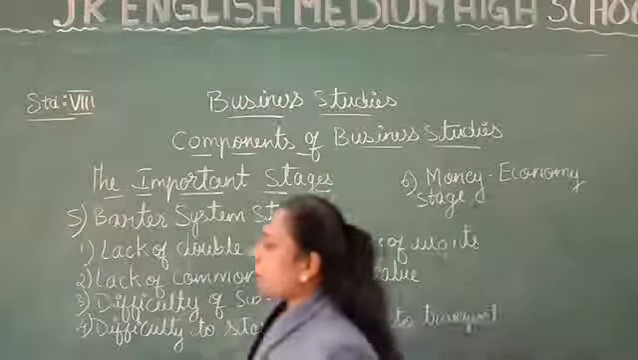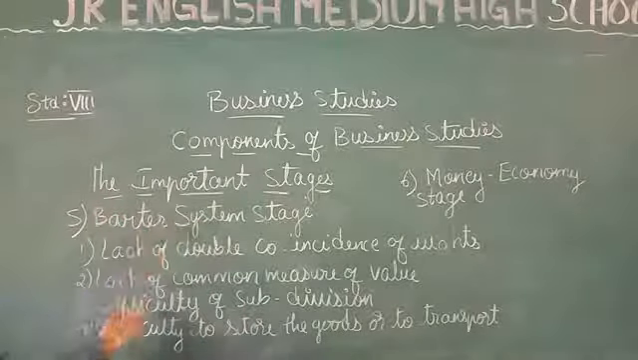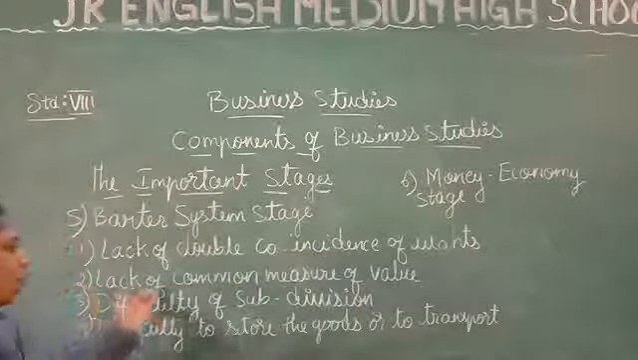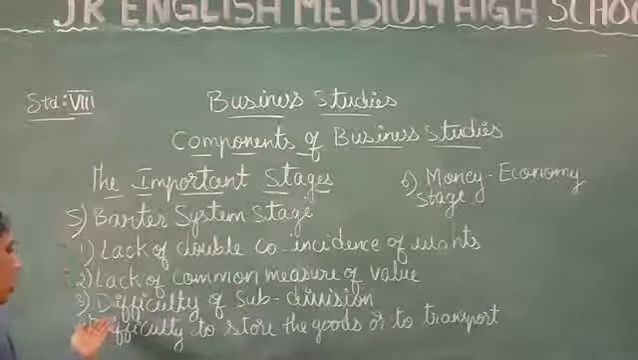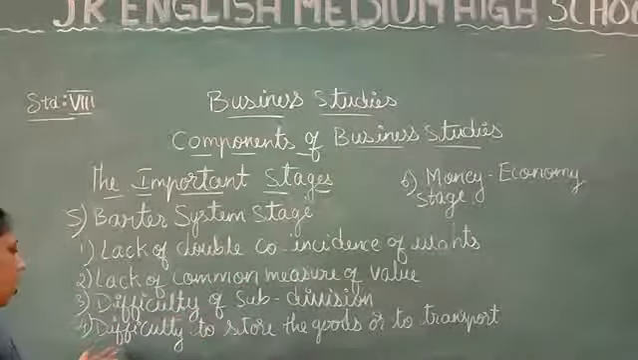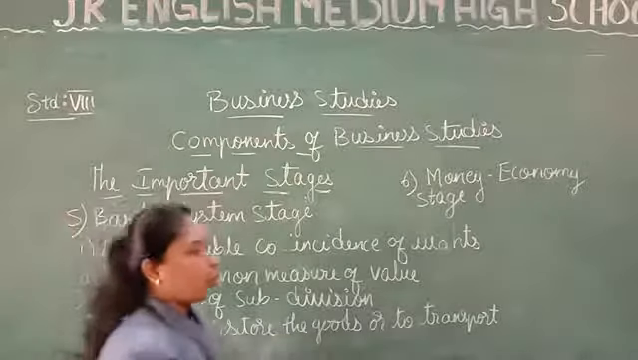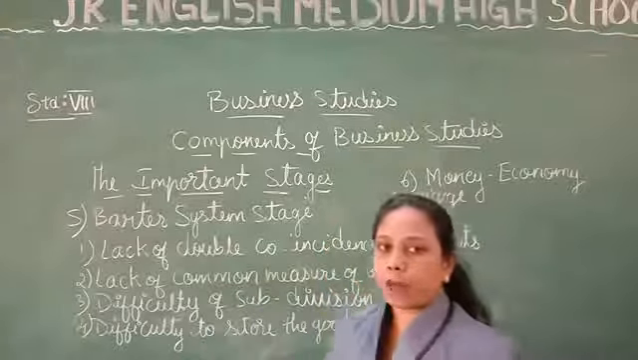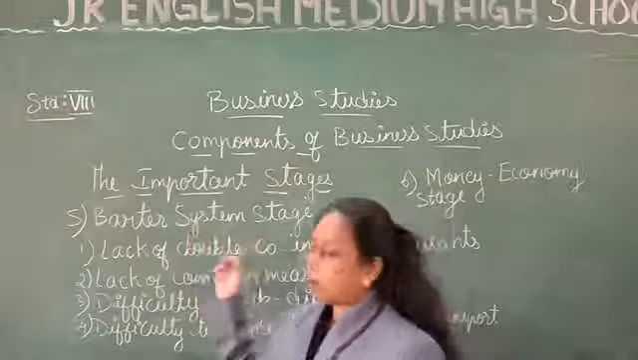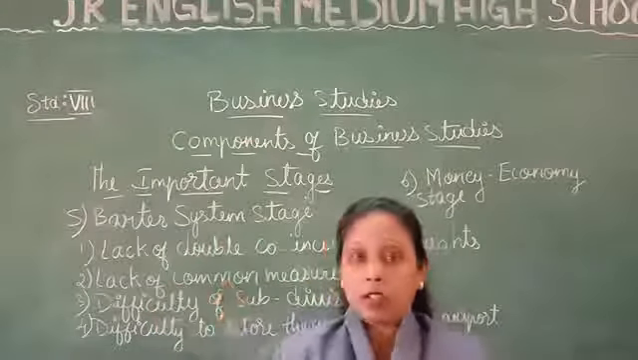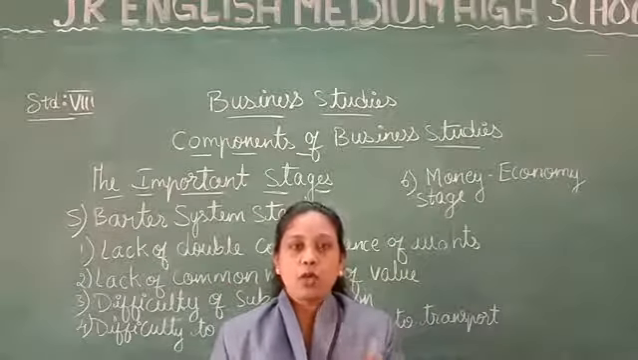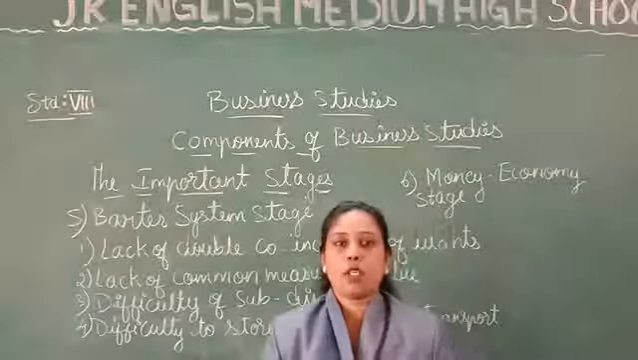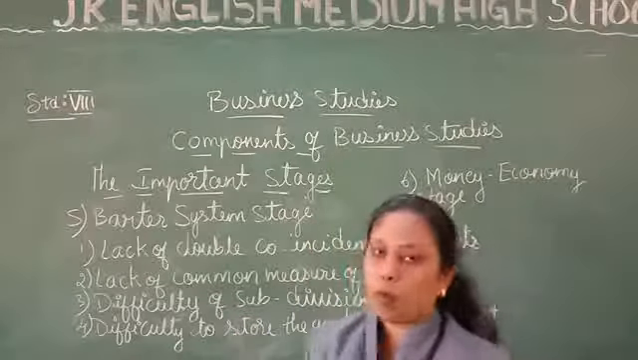In the barter system stage, these are the topics: lack of double coincidence of wants, lack of common measures of value, difficulty of subdivision, difficulty to store the goods or to transport. So in the barter system of exchange, these are the points I am going to explain today. Barter system means giving and taking process, goods for goods, no money exchange. Money was not there, economic activity was not there. So let me explain it one by one.